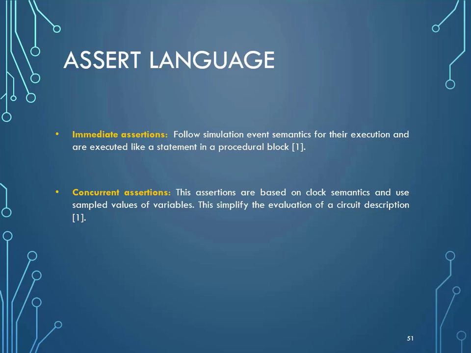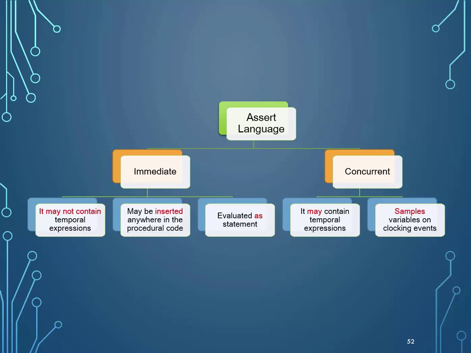We have two types of assertions, immediate assertions and concurrent assertions. One does not imply a time span, and the other does: concurrent assertions imply a time span of checking. So that's just a classification of those. Immediate assertions might not contain temporal expressions and might be inserted anywhere in the procedural code, and are evaluated as statements.